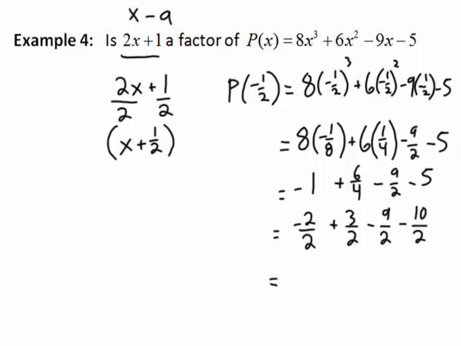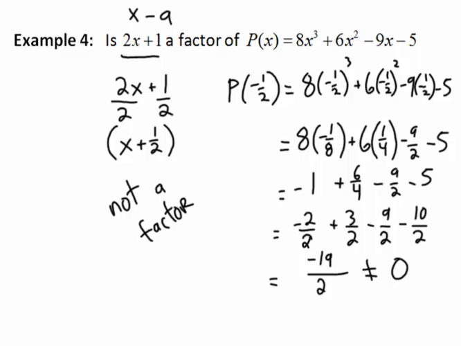And in the end, we'll get some number over 2. More importantly, we're only concerned about is it a 0, but if we do these calculations, we can see that we actually get negative 19 over 2, which is not equal to 0. So we can say without a doubt this is not a factor. And that's the application of the remainder theorem to find factors. And we're going to do more details of this in class.